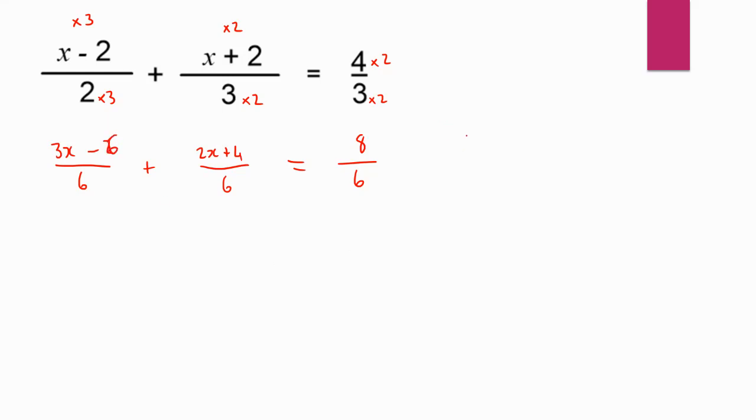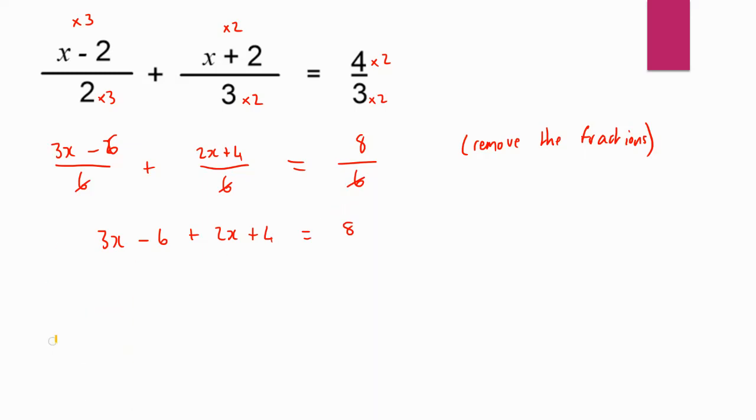Okay, now we're at a stage where we can just remove the fractions. Let's do that. So we get the following. 3x take away 6 plus 2x plus 4 will equal 8. So effectively, the 6's have disappeared. Right, now we simplify them.